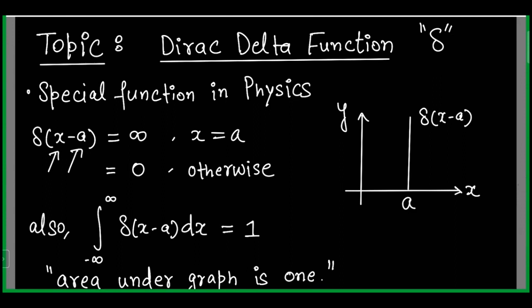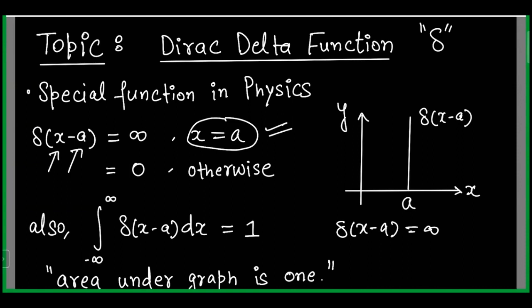By definition, the Dirac Delta Function is defined as: if your x is a, then your delta x minus a will be infinity. So if I ask you what is delta x minus a, you will say, okay, if x is equal to a, then your function will take up the value which is infinity. But otherwise, for all other values of x, your function will be 0.